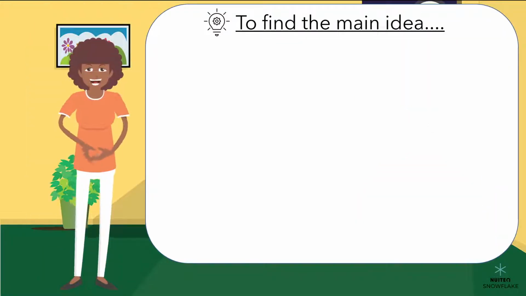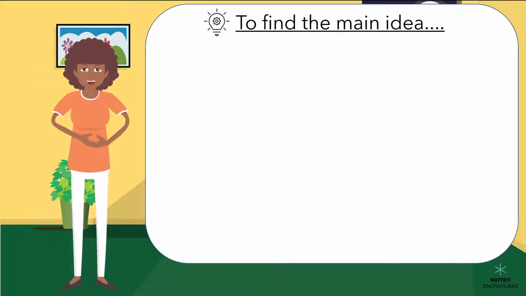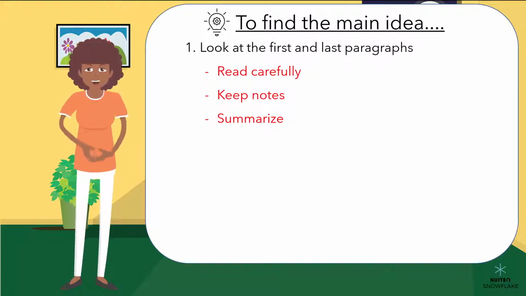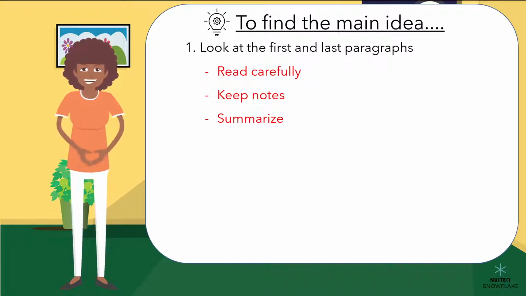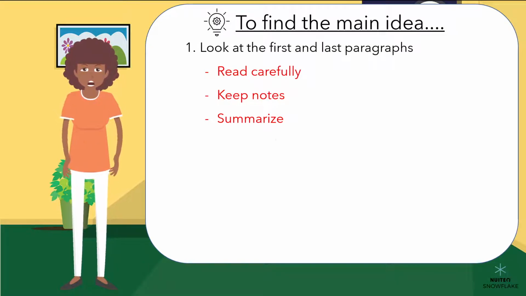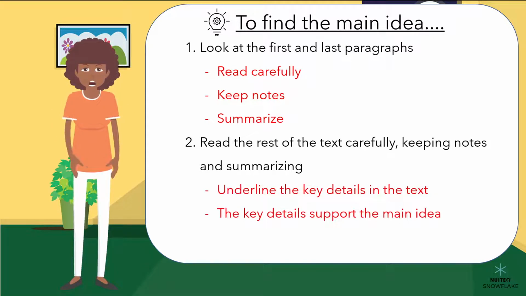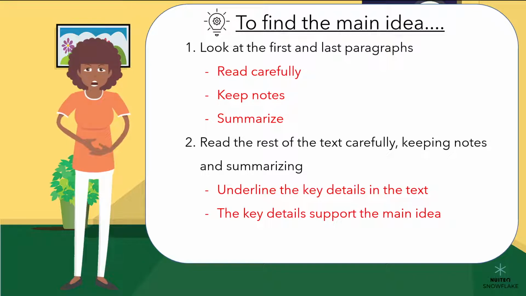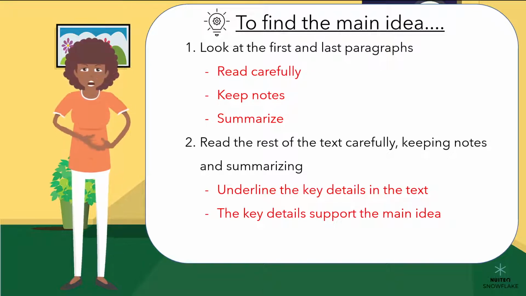So, when you are looking for the main idea in a text, start by looking at the first and the last paragraphs. Read them, keep notes, and summarize them. If you can't find the main idea there, continue reading through the other paragraphs in the same way. Underline the key details in the text, but remember that these details are there to support the main idea. They are not the main idea themselves.